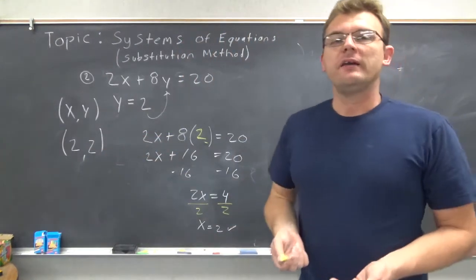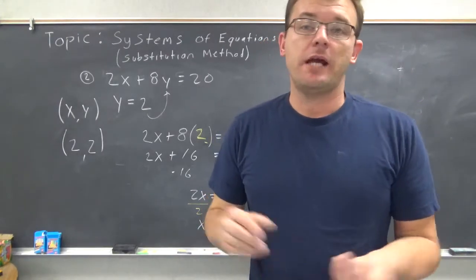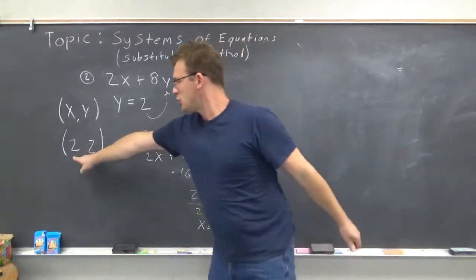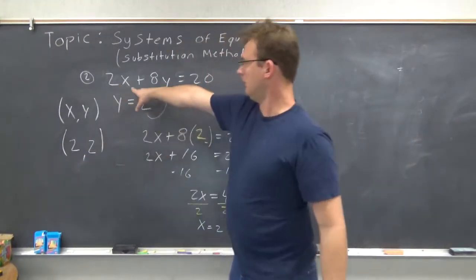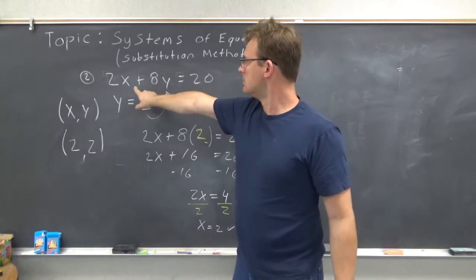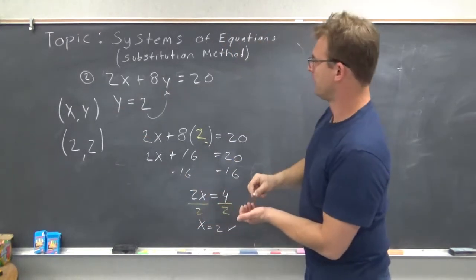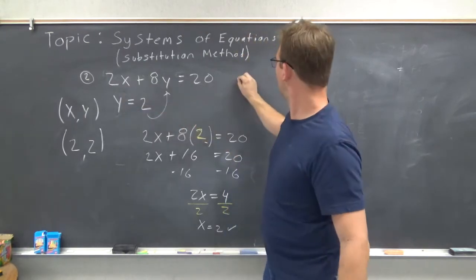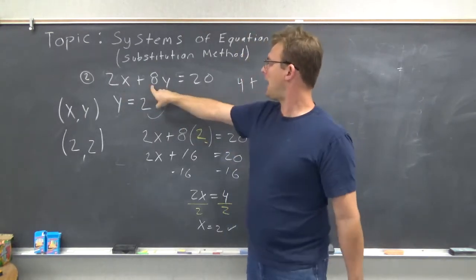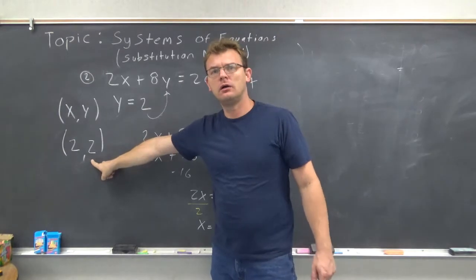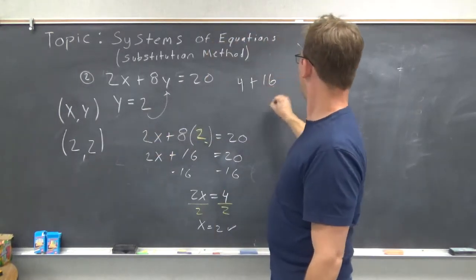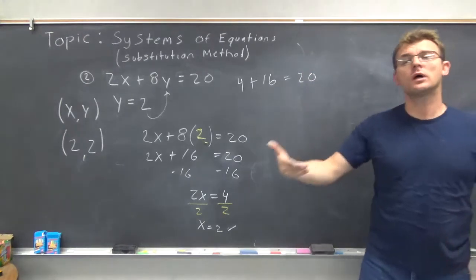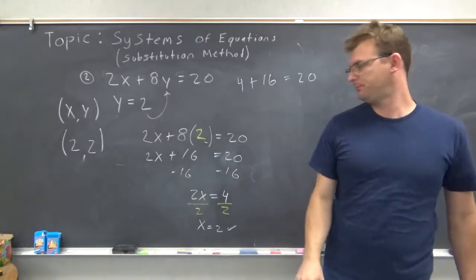What if you don't believe me and you want to make sure that it works, it balances? Plug it in. So take 2, 2 and plug it in. So what is 2 times 2? 4. 8 times 2? 16, right? Equals 20. So it works. And there's your solution.